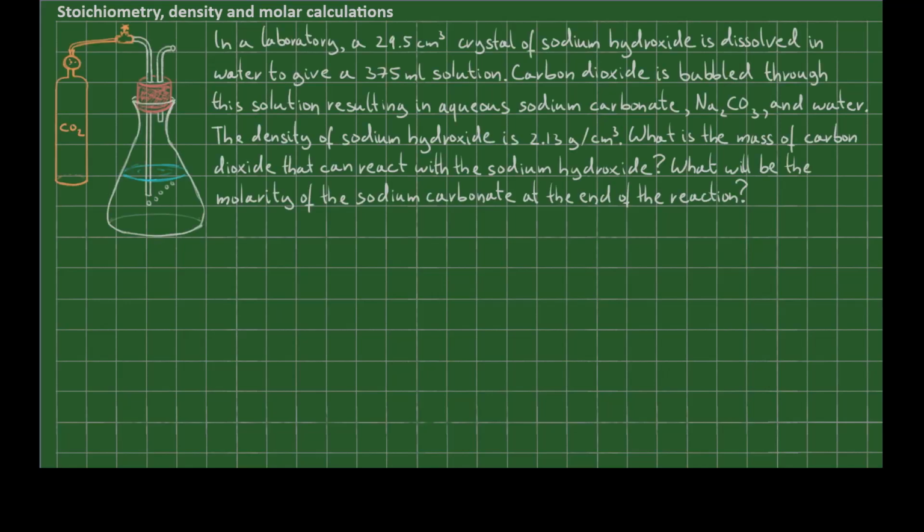We are going to begin by dissolving a 29.5 cubic centimeter crystal of sodium hydroxide in water to give a 375 mL solution. We are also going to bubble carbon dioxide through this solution, which will result in aqueous sodium carbonate, as well as water. We know that the density of sodium hydroxide is 2.13 grams per cubic centimeter. We need to calculate the mass of carbon dioxide that can react with the sodium hydroxide. We also need to calculate the molarity of the sodium carbonate at the end of the reaction.